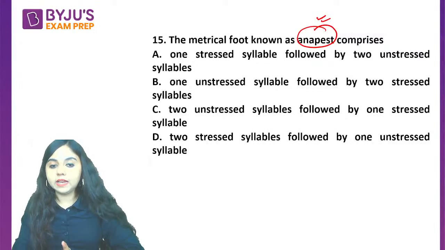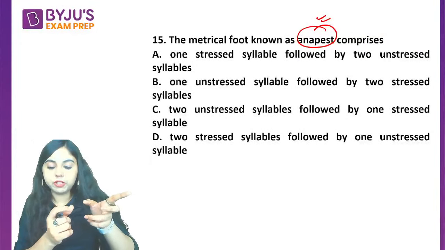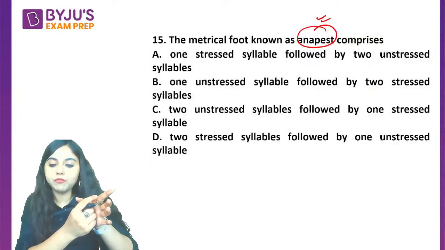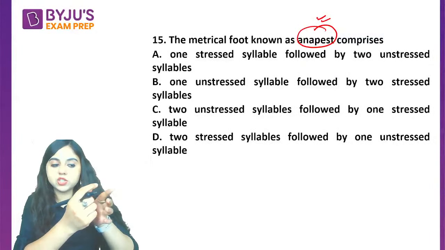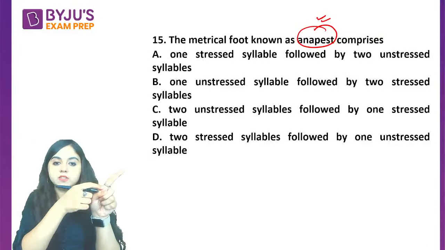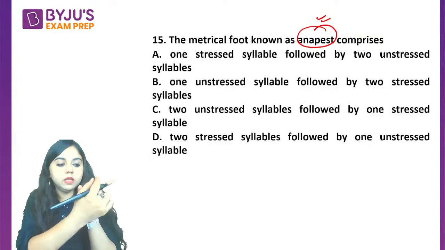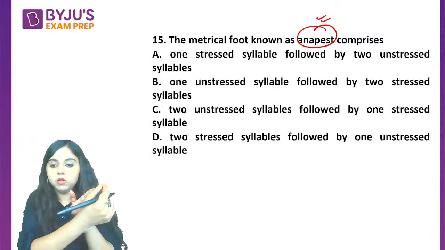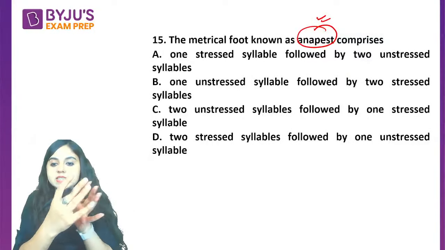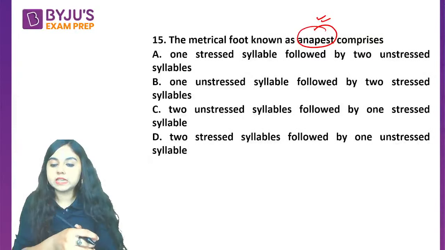Not like dactylic. Dactylic is a little different. Dactylic is more like stressed, unstressed, unstressed. It's like a finger, like the index finger. This box is bigger, then these two boxes are smaller. So stressed, unstressed, unstressed, that's dactylic. Most of the epics are written in dactylic.